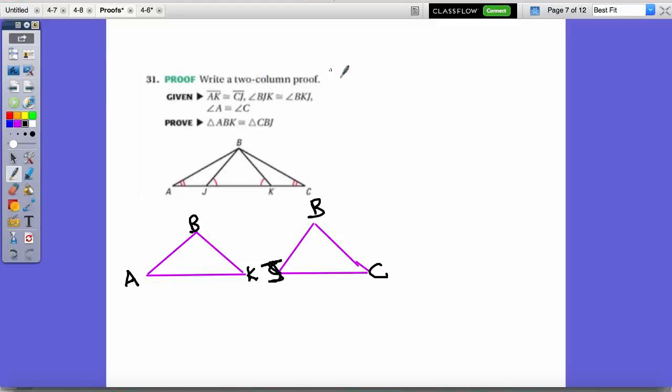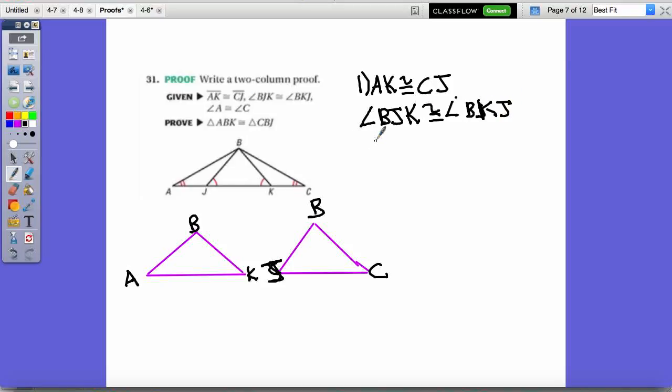And we're told the givens here. Let's start with AK is congruent to CJ. I'm going to actually list them all out right here. Angle BJK is congruent to angle BKJ. That's really messy. This is BKJ. And angle A is congruent to angle C.